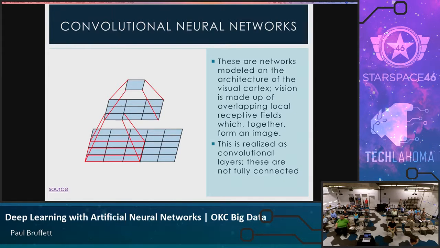All right, so convolutional neural networks. These are modeled on the architecture of the visual cortex. So vision is made up of overlapping receptive fields which together form an image. This is realized as a convolutional network.